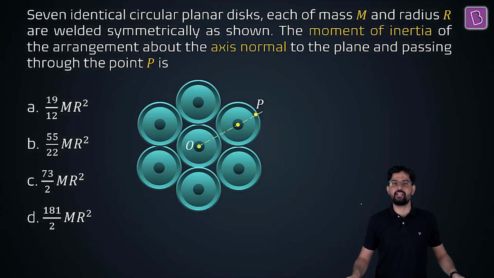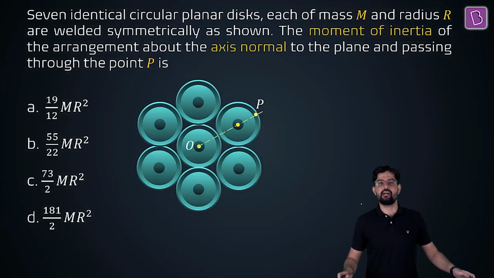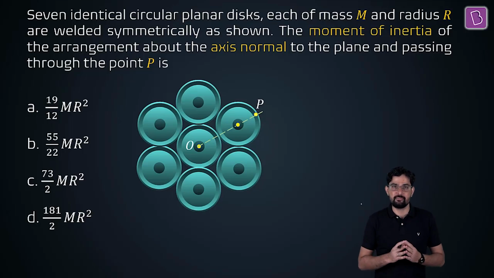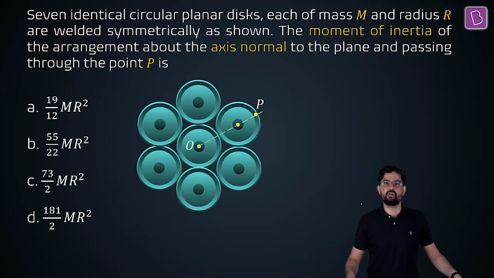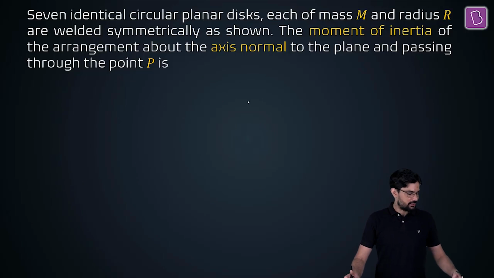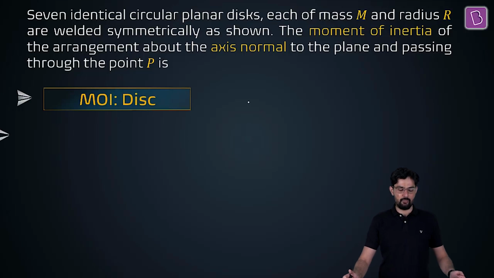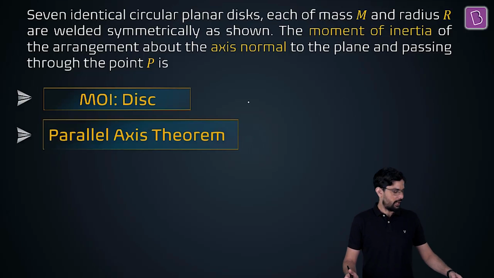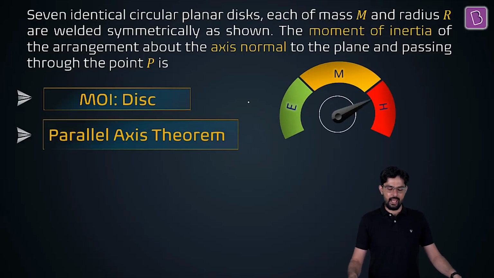So there are 7 identical discs, each of mass m and radius r, and they are welded in the arrangement as you can see in this figure. You have to find out the moment of inertia of this system about an axis perpendicular to the plane and passing through the point P. Okay? So the concepts on which this question is based are moment of inertia of the disk and the parallel axis theorem. And the level of difficulty is kept as medium.